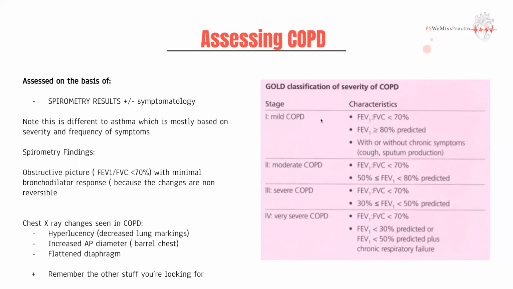So mild COPD, they're going to have a reduced ratio, which is characteristic of COPD, but the FEV1 is going to be greater than 80% of what is predicted. Some important numbers to remember: 80, 50, 30, right? So if FEV1 is greater than 80, that's mild. If it's between 80 and 50, that's moderate. If it's between 50 and 30, that's severe. Anything less than 30 is considered very severe.